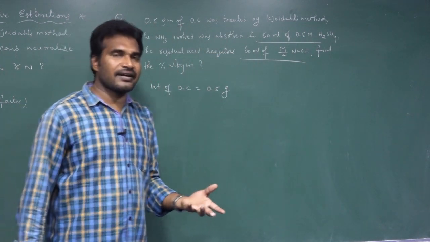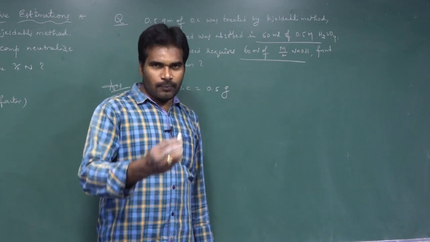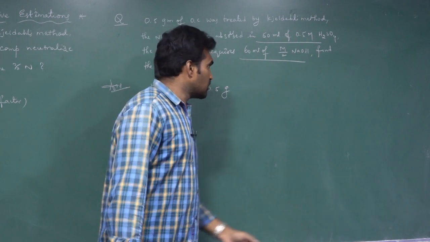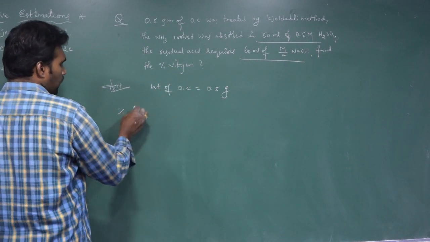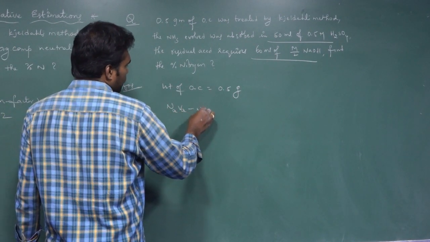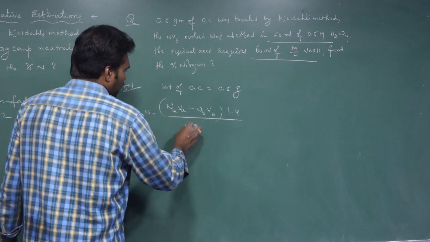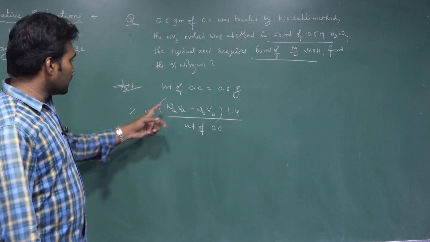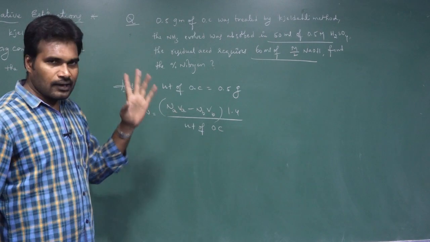M/2 means 1/2 molar, and 1/2 molar means 0.5 molar NaOH. Then find the percentage of nitrogen. I gave you the formula: percent of nitrogen is equal to NaVa minus NbVb into 1.4 by weight of organic compound. This is the last, fourth formula: NaVa minus NbVb into 1.4 by weight of the organic compound.